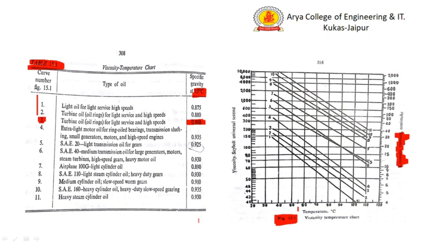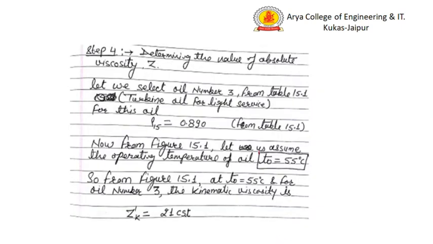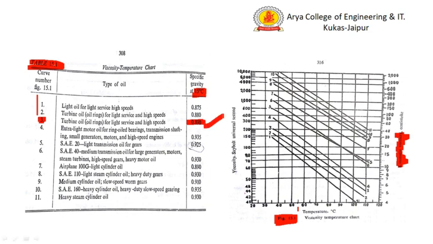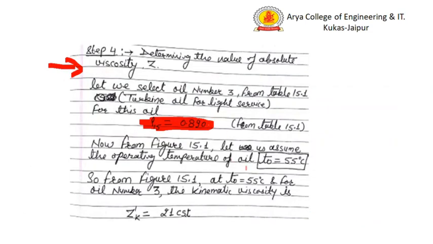So let me select the oil operating temperature. This is step number 4. Let me select oil number 3, and first we write the specific gravity value at 15 degrees centigrade, that is 0.890, from this table. Now let me select the operating temperature. We can select the operating temperature between 50 to 80 degrees centigrade. Let me select TO, the operating temperature of the oil, as 55 degrees centigrade.